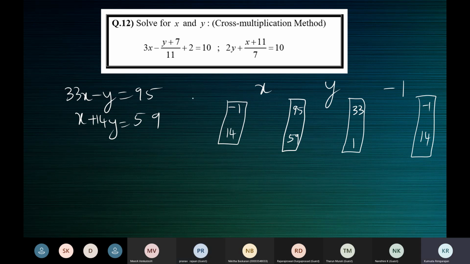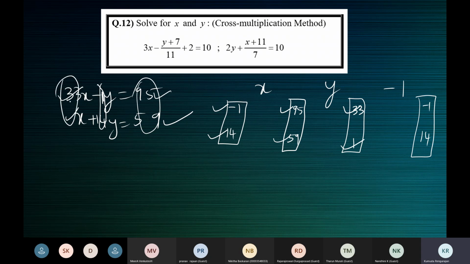I hope this part is fine for all of us. The headings will be x, y, and minus 1, if you have the constants on the other side. And then you start writing from the coefficients of y: minus 1, 14. Then the constants: 95, 59. Then 33, 1. So you start from here, the coefficients here, the constants here, then we come here and we finish from where we started: 33, 1, and then minus 1 and 14 again.